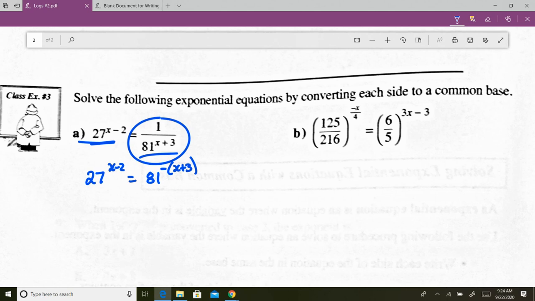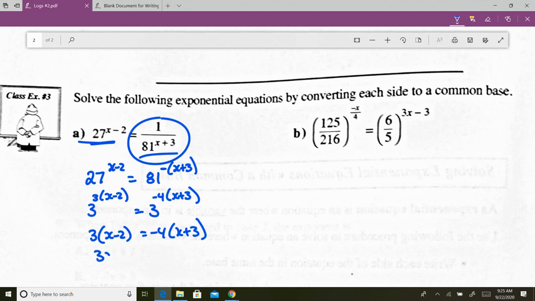Same base, 27 and 81. What's common base? 3. So 3 to the power of 3, 27. 3 to the power of 4, so I'll make that negative 4, is 81. Now what? Yeah, lose the bases, equate the exponents. So I get 3 times x minus 2 is equal to negative 4 times x plus 3.